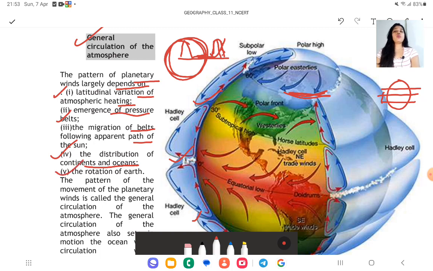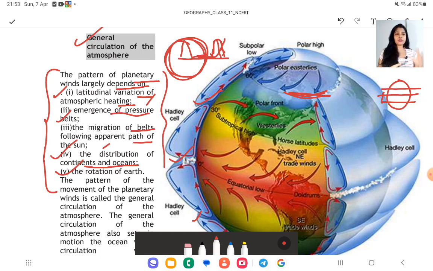So these factors are actually contributing to your planetary winds pattern: latitudinal variation of the atmospheric heating, emergence of pressure belts, the migration of belts following the apparent path of the sun, the distribution of the continents and ocean, and the rotation of the earth. Again, these factors are very important. You have to keep them in mind. These are very sensible factors also.